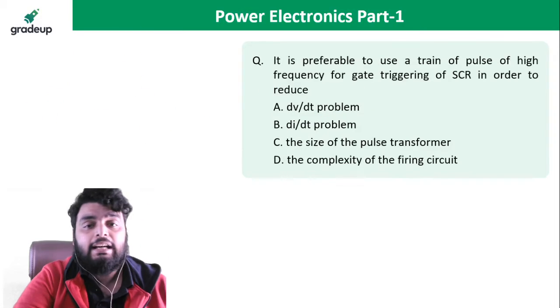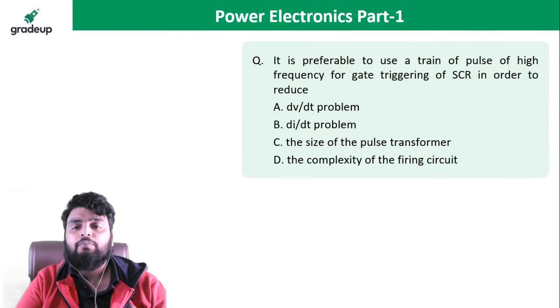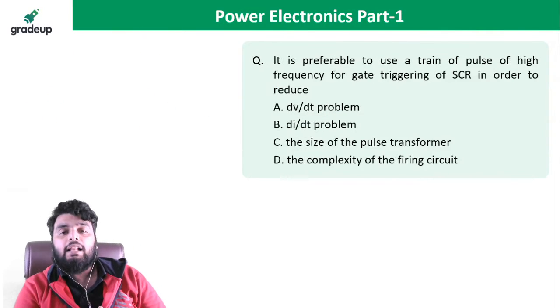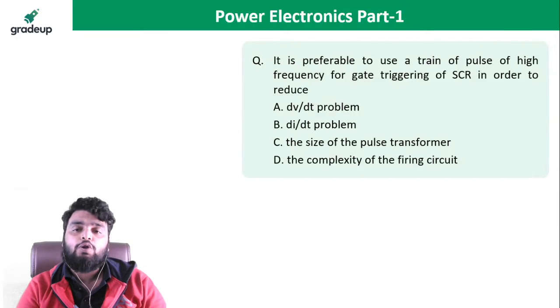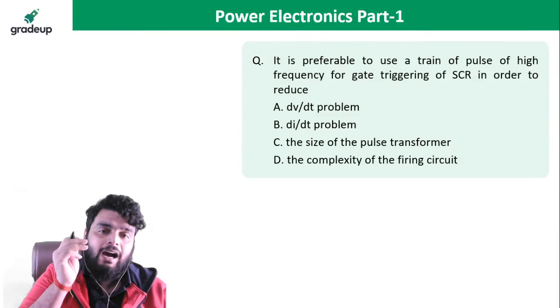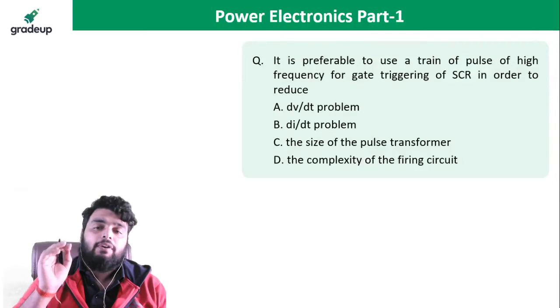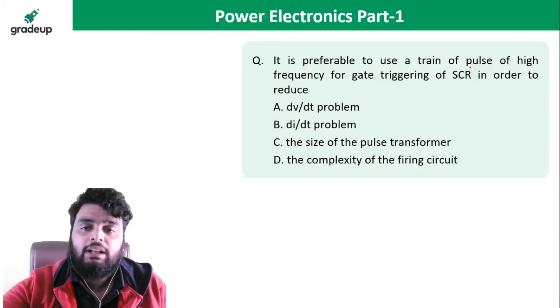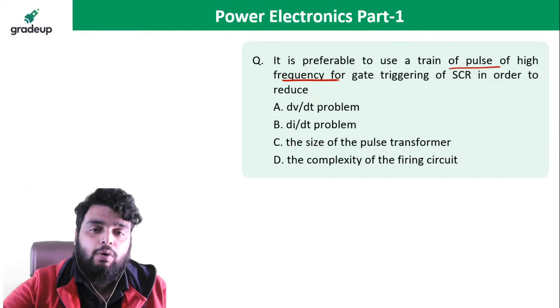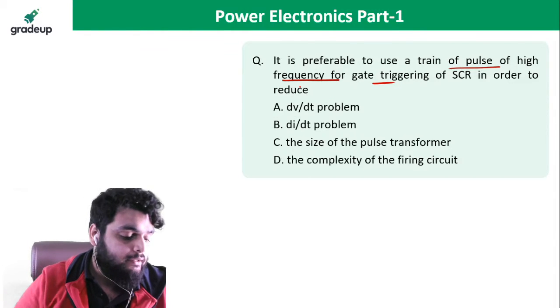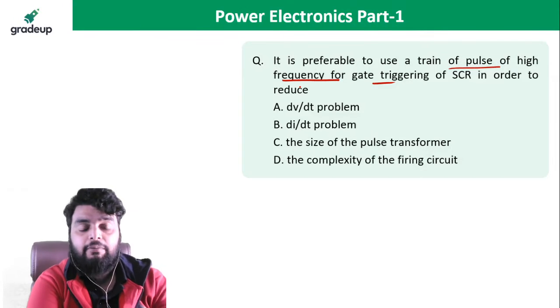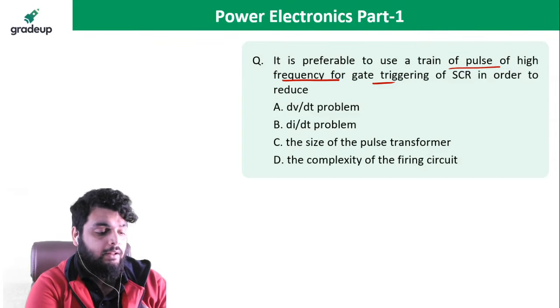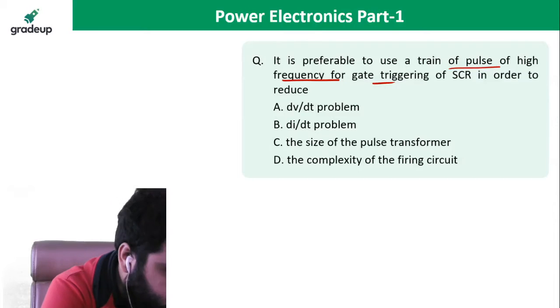Next question. It is preferable to use a train of pulses of high frequency for gate triggering of SCR in order to reduce what? Why do we use the train of pulses of high frequency for gate triggering of SCR? Think about it. Everyone give the answer.